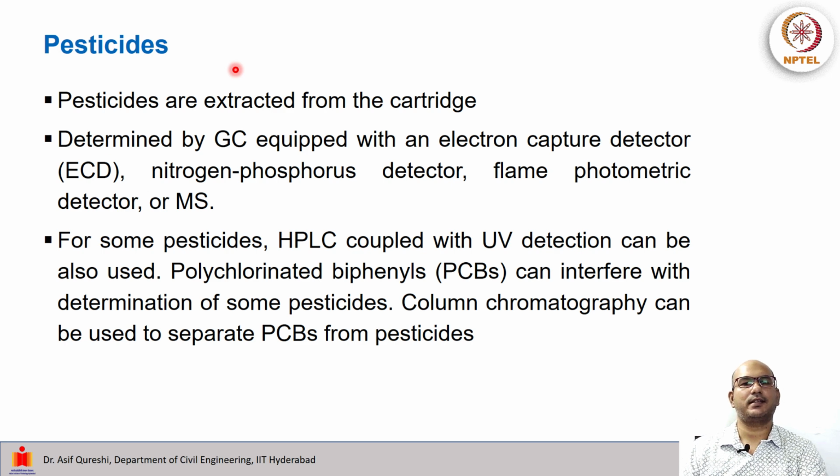Pesticides can be extracted from the sorbent cartridge or any other collection mechanism and determined by gas chromatography equipped with an electron capture detector, nitrogen phosphorus detector, flame photometric detector, or mass spectrometer. For some pesticides, HPLC coupled with UV detection can also be used. It is known that PCBs can interfere with some of the pesticides, but column chromatography can be used to separate PCBs from such pesticides.